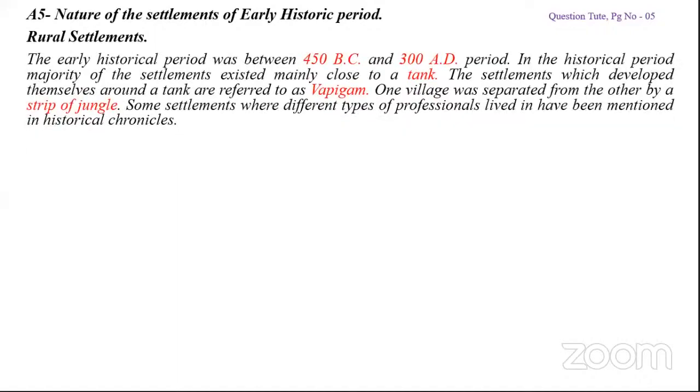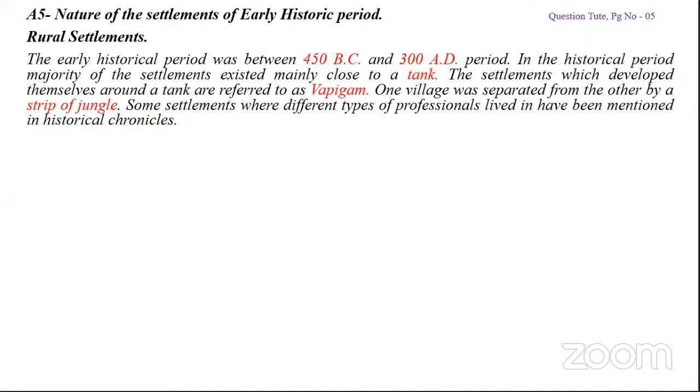If you're writing under 3 headings, rural settlements is the first heading. So how do you write about the rural settlements? The early historical period was between 450 BC and 300 AD. In the historical period, the majority of the settlements existed mainly close to a tank. A settlement based on a tank is known as Vapigama. One village was separated from the other by a strip of jungle.